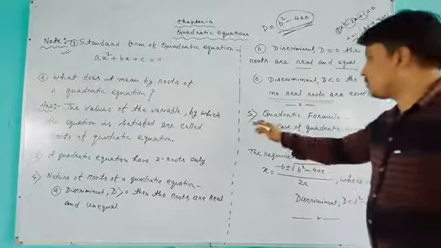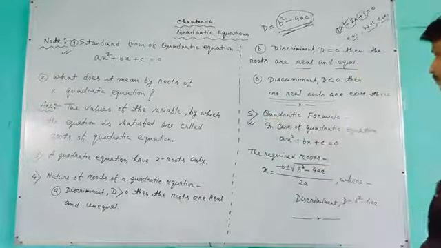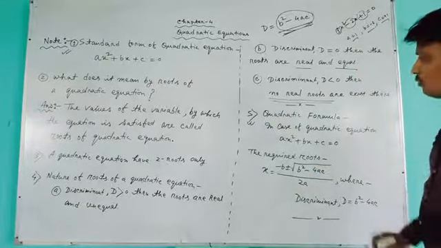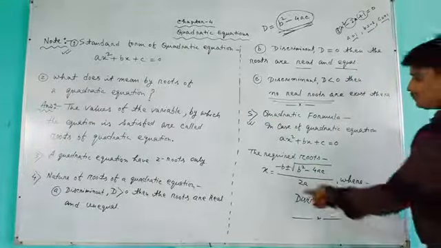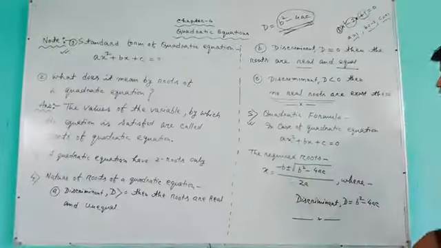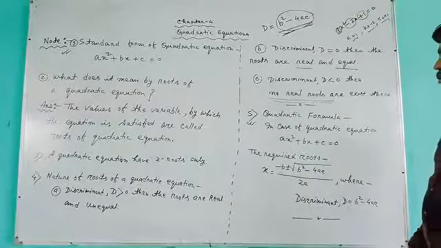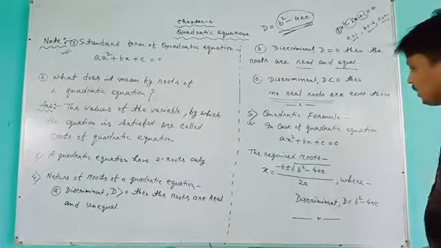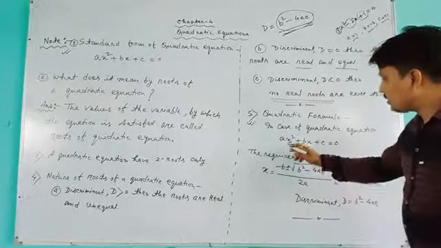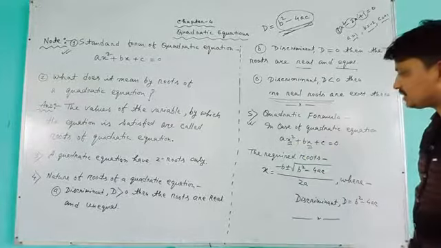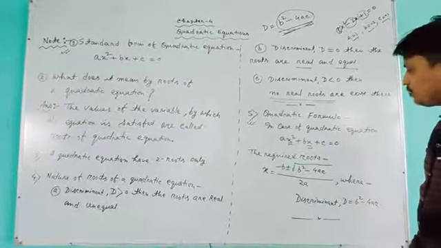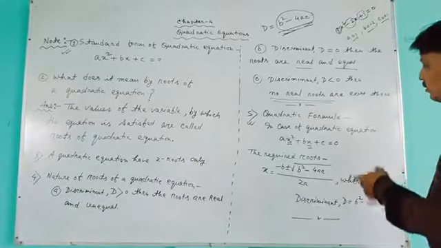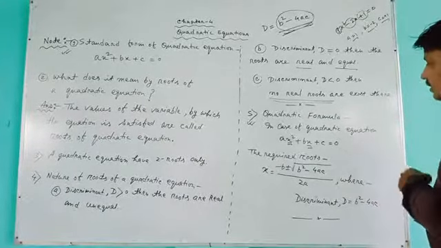Now we should know about the quadratic formula. So what is the use of the quadratic formula? We use this formula to get the roots of a quadratic equation. Here the variable is x. Roots means the values of the variable by which the quadratic equation will be satisfied.